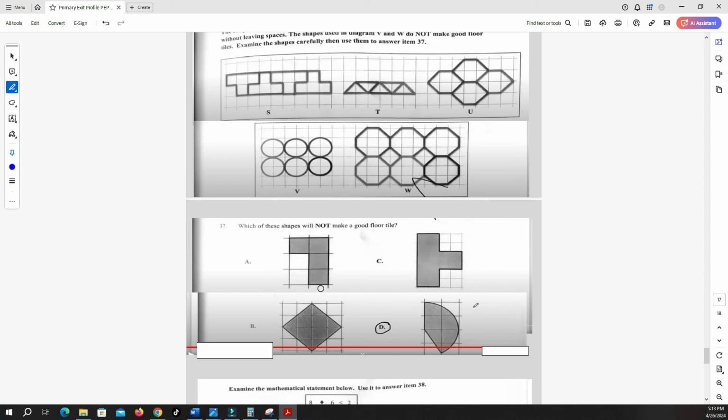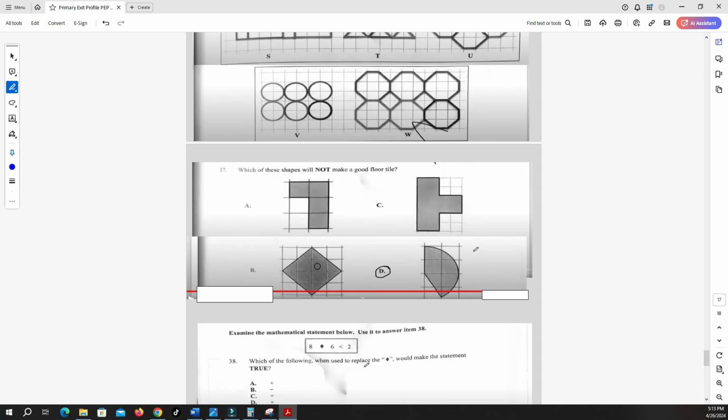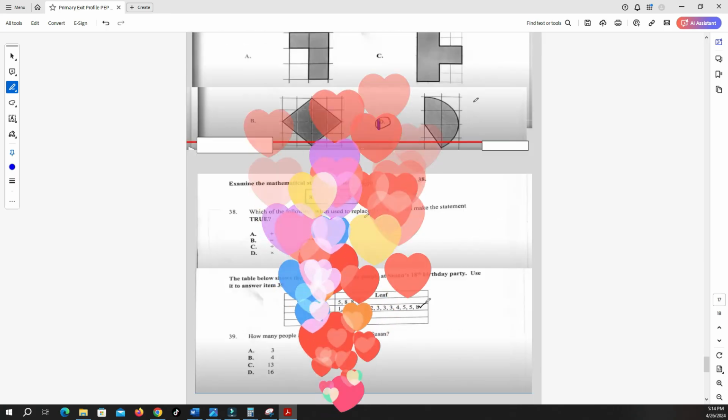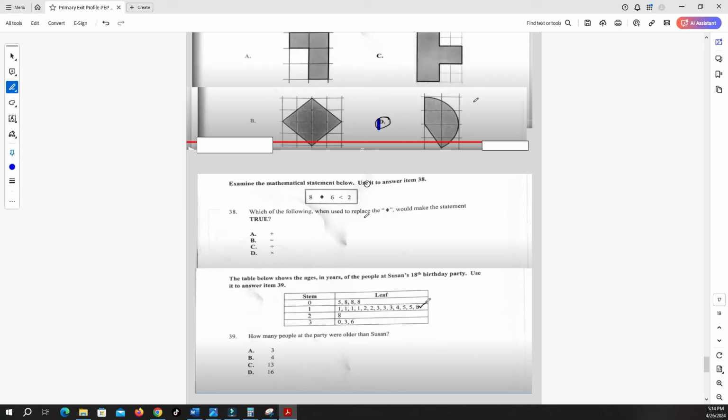So this can be used, square. This also. This, yeah, this can be used. I don't think this one definitely. So I choose D.